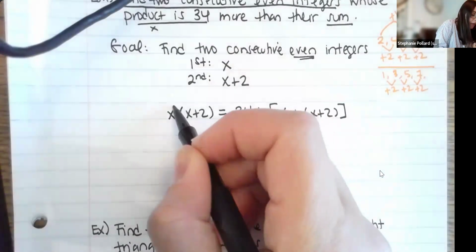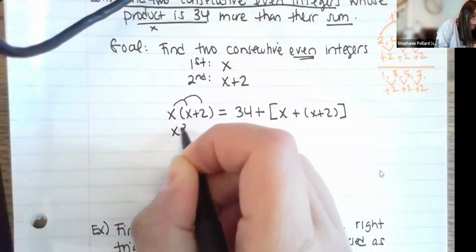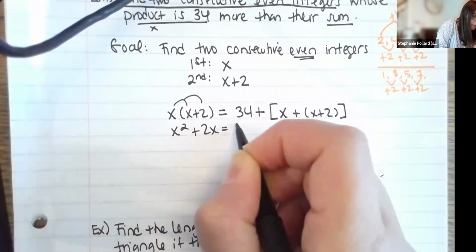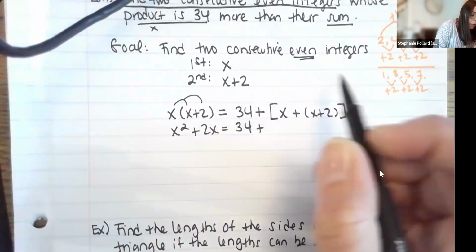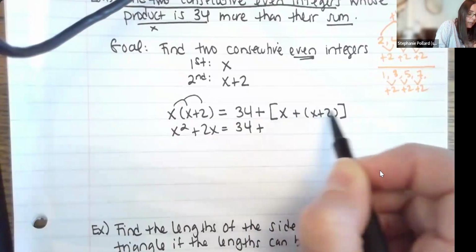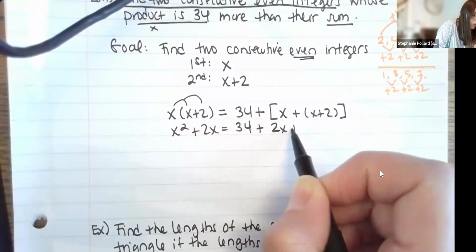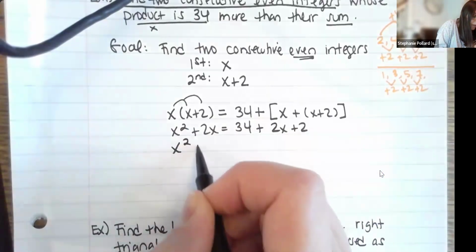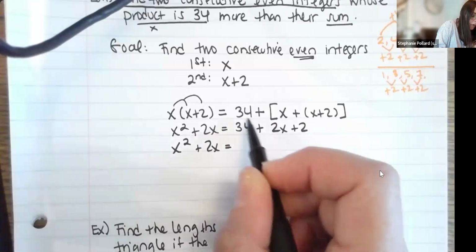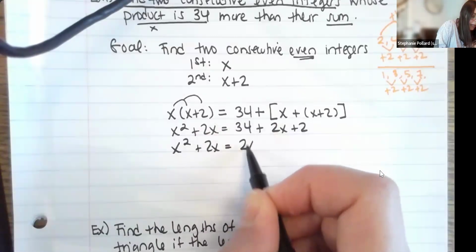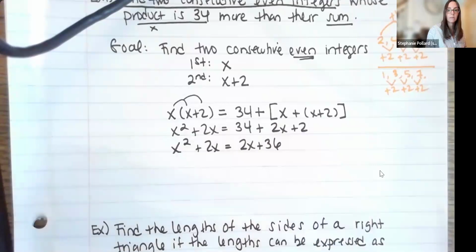So I'm going to multiply through here. I have x squared plus 2x. I don't really need the parentheses here. It's just kind of organizing my thoughts. I see an x plus x, which is 2x, and then I have an extra plus 2 here. So I have x squared plus 2x. 34 plus 2 is 36. So on the other side, I have 2x plus 36.